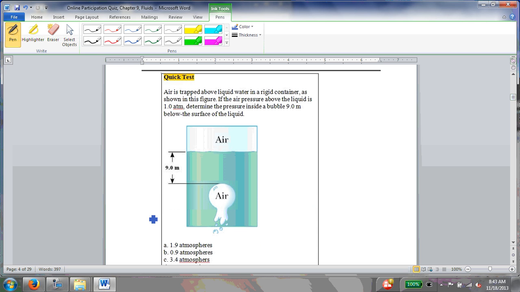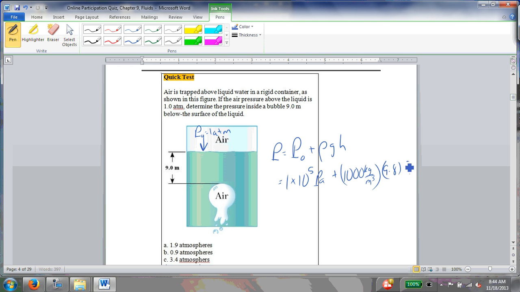Air is trapped above water. A rigid container is shown in this figure. What is the air pressure? Noting I have an air pressure here, P naught, equal to 1 atmosphere, I would say P equals P naught plus rho g h. P naught is 1 atmosphere, that's 1 times 10 to the 5th pascals, plus the density of water, which is 1,000. You can look on your density table to find that. Times 9.8 times 9, and that's going to be 1.9 times 10 to the 5th pascals, which is 1.9 atmospheres, which is A.